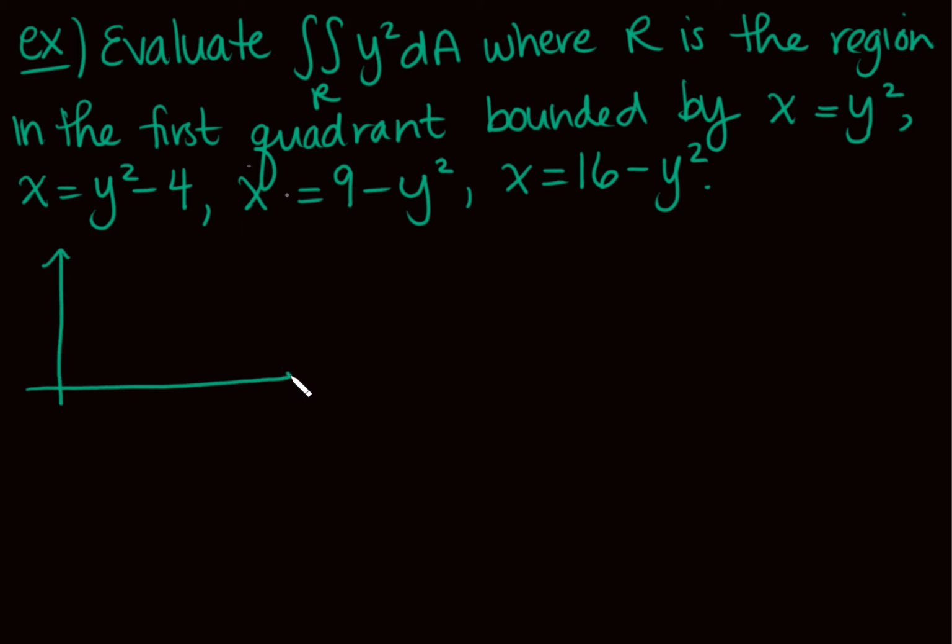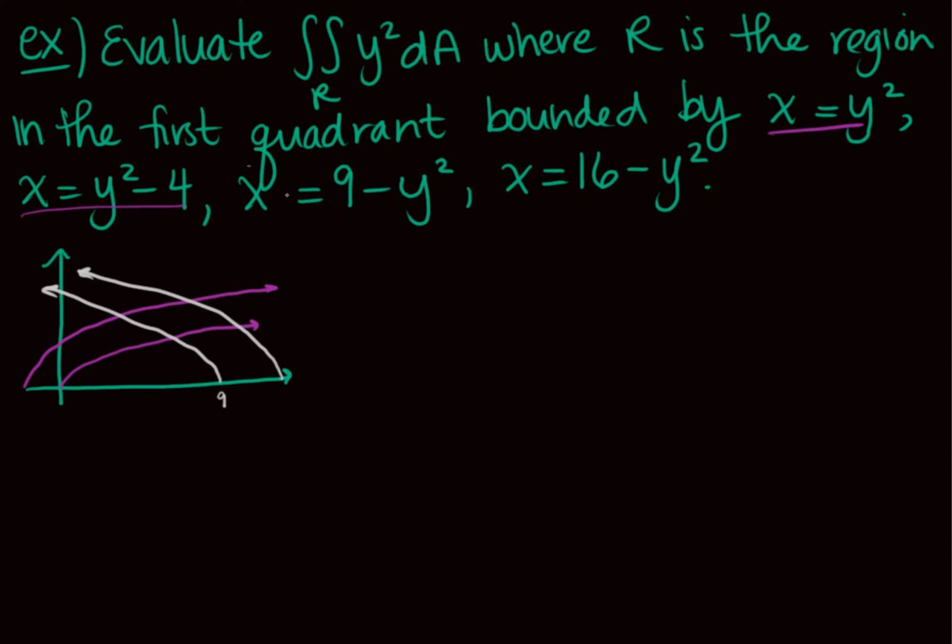So let me show you what this kind of looks like, and this is just going to be a general sketch. So x equals y squared is just something like this. x equals y squared minus 4 is just going to be a parabola shifted over 4. And then with this guy, negative y squared is just a parabola opening up like that, and then I'm just going to shift it over 9. So wherever 9 is, let's say that's 9. And then the same thing with 16 minus that, we're going to shift it over 16. So this right here is what my R is going to look like.